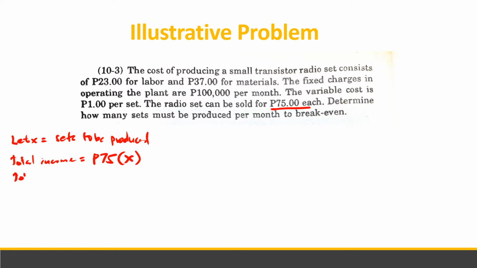So the total cost naman is equal to, first, the 100,000 per month plus the variable cost in producing a transistor radio set, which is 23, 37, and 1 pesos per one radio set. So we will add 23 plus 37 pesos plus 1 peso.